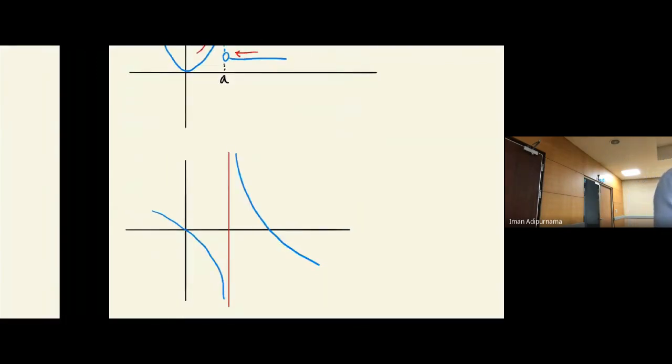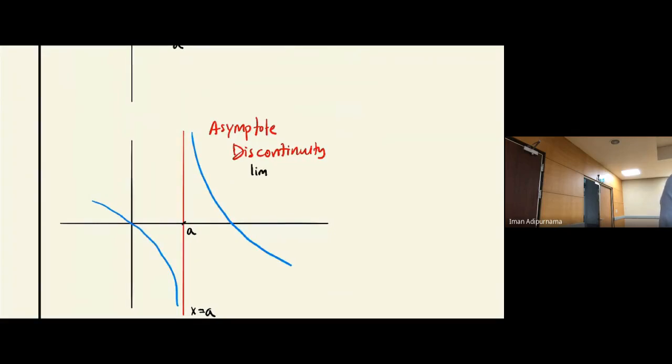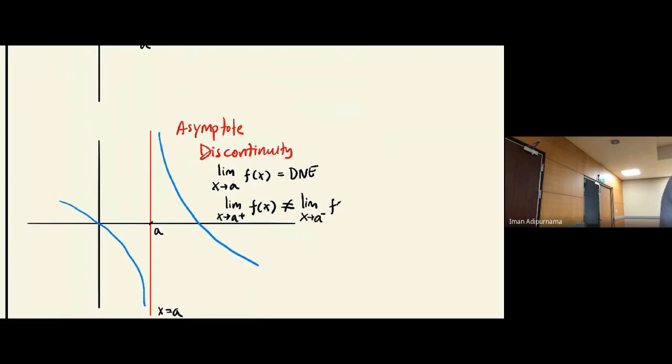The last part here, we call this the asymptote discontinuity. We have this is A, or this is x equals A. Okay, x equals A becomes the vertical line, the asymptote line. And the limit as x approaches A of f(x) also doesn't exist, because the limit of x approaching from the right is not the same as the limit approaching from the left. Okay.